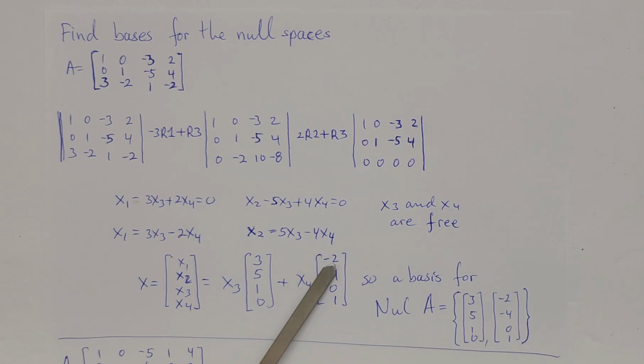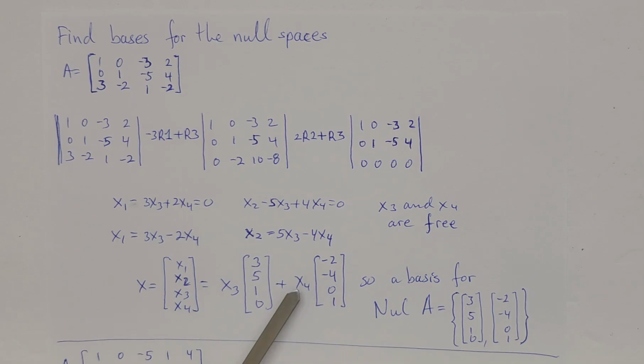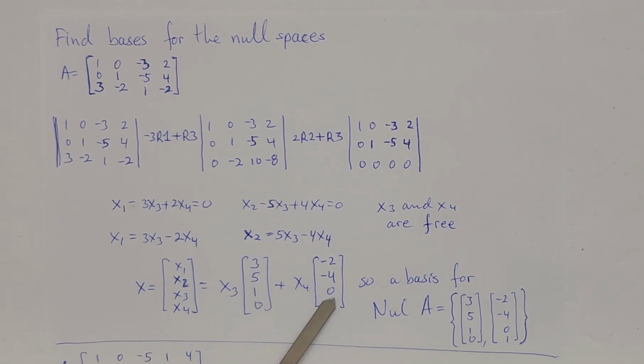Negative 2 is the first term for x4, which is here. The second term of x4, which is here, is negative 4. There is no third term for x4, so we say 0. This is the fourth term for x4. Why is it a 1? Because it's free. Okay, so these two vectors of x are a basis for null A.